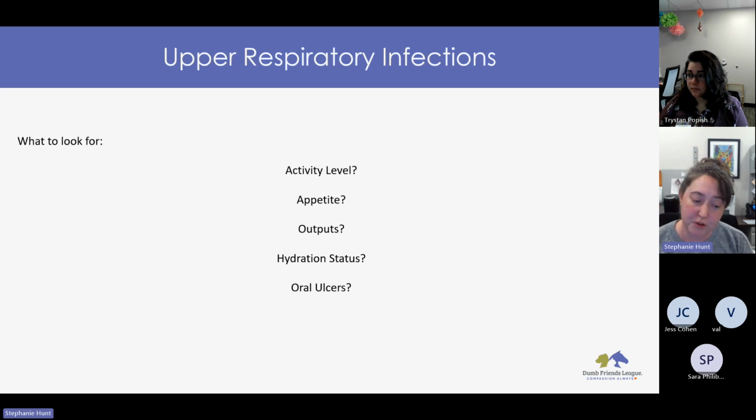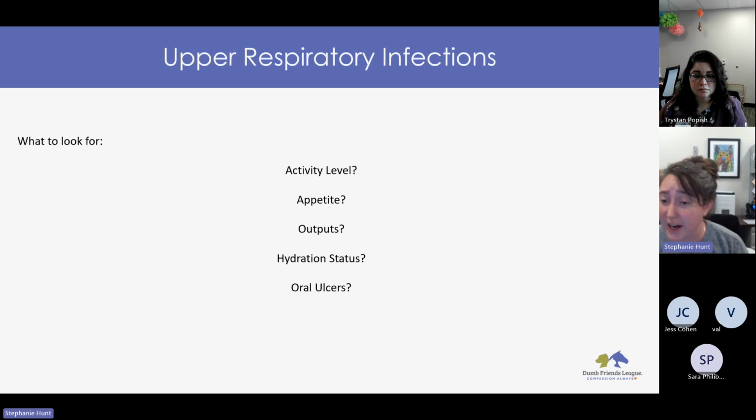So what we can do is try and offer a couple different kinds of food, different proteins like seafood versus chicken. You can warm it up in the microwave for 5-6 seconds. You want to make sure that it's not too hot because you don't want them to burn their mouths, but that can help it to be more aromatic and kind of tempt them into eating.